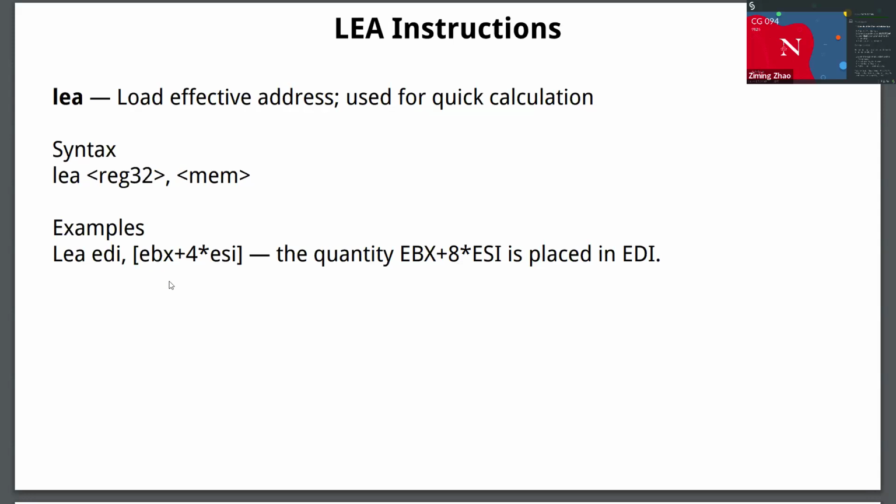So if you want to do this, technically you can do an instruction of multiply first on this part, then do an instruction of addition on this part. Yeah, that takes 2 instructions. That's why this is for quick calculation.